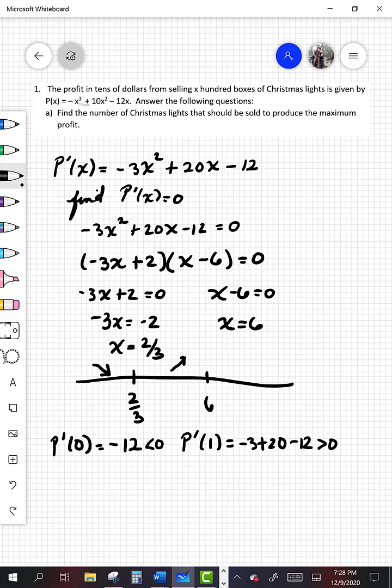So let's plug in a value which is greater than 6. Plugging in 7 into this function, we get -3 times 49, which is -147, plus 20 times 7, which is 140, minus 12. This is a number that is smaller than 0, so our function is decreasing to the right of 6. So something increasing and then decreasing, I can see that x equals 6 is a maximum.